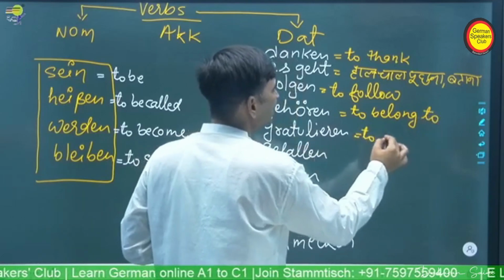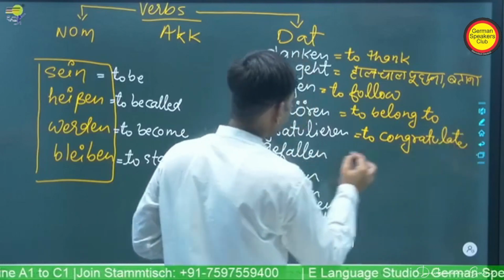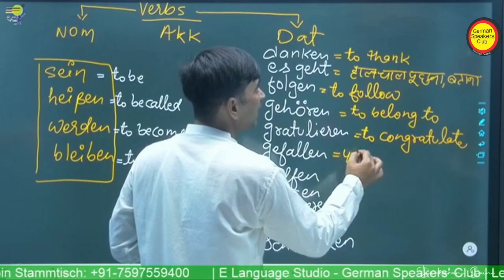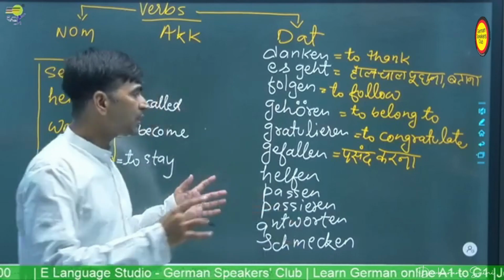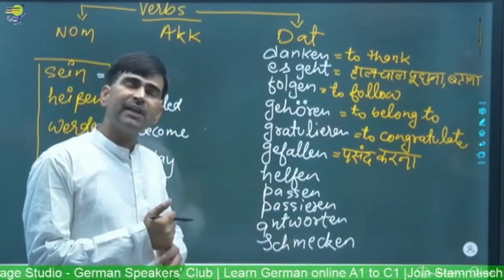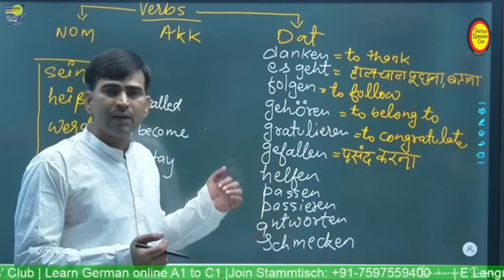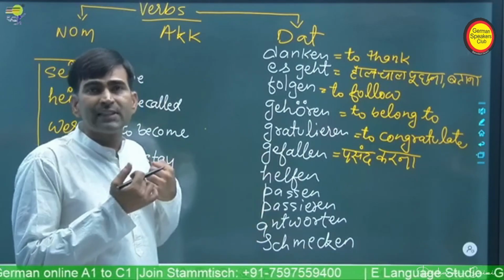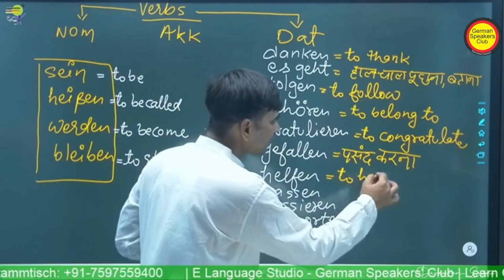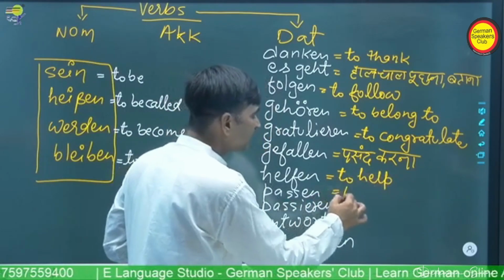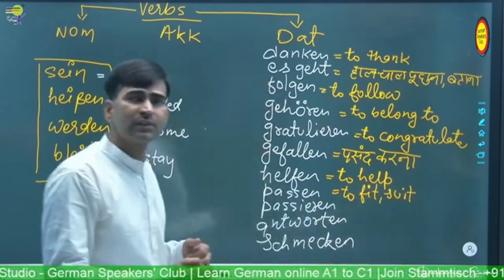Gratulieren, to congratulate. Gehören, it means to belong to. Gefallen, पसंद आना. करना नहीं है ये. करना कुछ और होता है. पसंद आना. मैंने कोई चीज देखी. Gefallen, मैं तो उसको शायद लाने गया भी नहीं था. To like. आना. It pleases me. To please लिख सकते हो आप. So gefallen means that you like something. It pleases me. To please, yeah, you can put it in a better way, to please, to suit. To please someone.